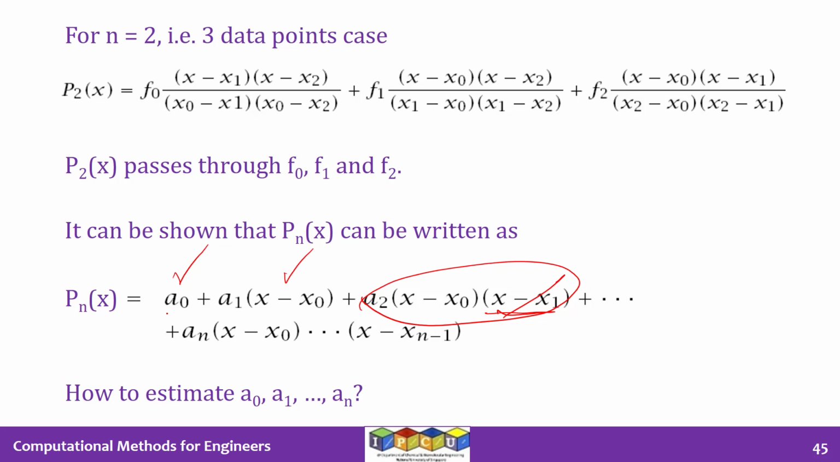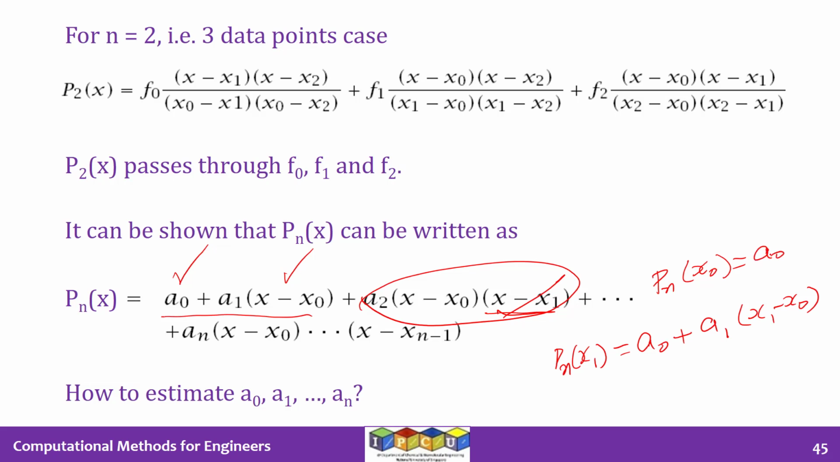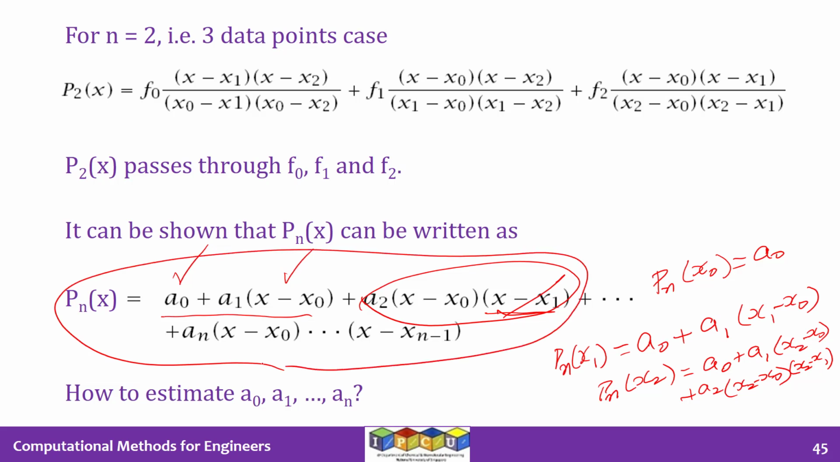So at x is equal to x1, only the first two terms will survive, and you will get Pn of x1 is equal to a naught plus a1 times (x1 minus x naught). And Pn of x naught is only going to be a naught. And Pn of x2, the polynomial evaluated at x is equal to x2, will have only these terms: a naught plus a1 times (x2 minus x naught) plus a2 times (x2 minus x naught) times (x2 minus x1). All the other terms will drop off to 0. So this representation has certain advantages. So it is all the same thing. Only the manifestations are different.